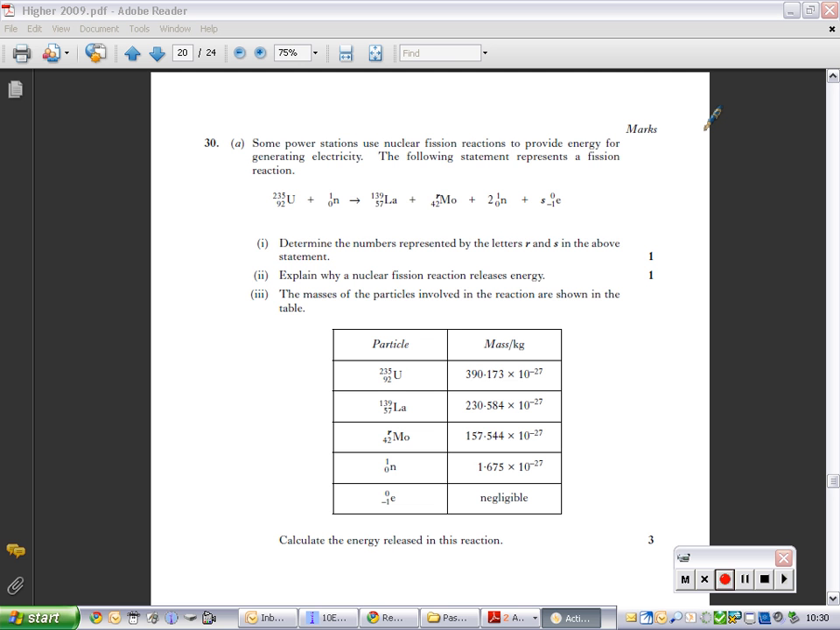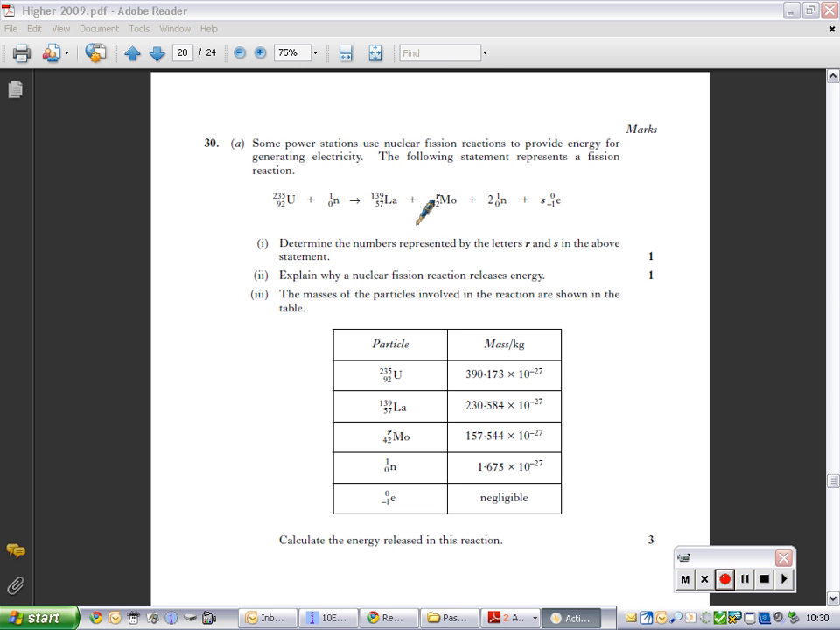Now to do S is slightly different. S is asking us how many of these electrons. S is a number. So on the left hand side we've got 92, so it's all about balancing all this out. That means there's 92 protons. But then when you start adding these up, you get 57 plus 42, which gives you 99. So it's 99 between these two.